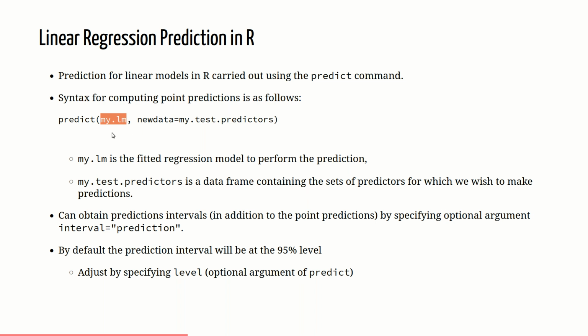We can also obtain our prediction intervals by adding interval equals prediction as another parameter. So add a comma, and then interval equals prediction. And we can also specify the level of that prediction. So by default, prediction intervals will be 95% intervals. If you want something different, then another comma, level equals 0.9, say, for a 90% one.